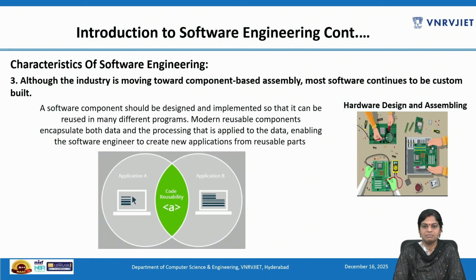Next, coming to the next slide, we'll try to understand the third characteristic of software engineering. That is, although the industry is moving towards component-based construction, most software continues to be custom built. To understand this characteristic, first we will understand how the hardware configuration is done. The design engineer draws a schematic view of the digital circuitry and does a kind of analysis to ensure that proper function will be achieved.